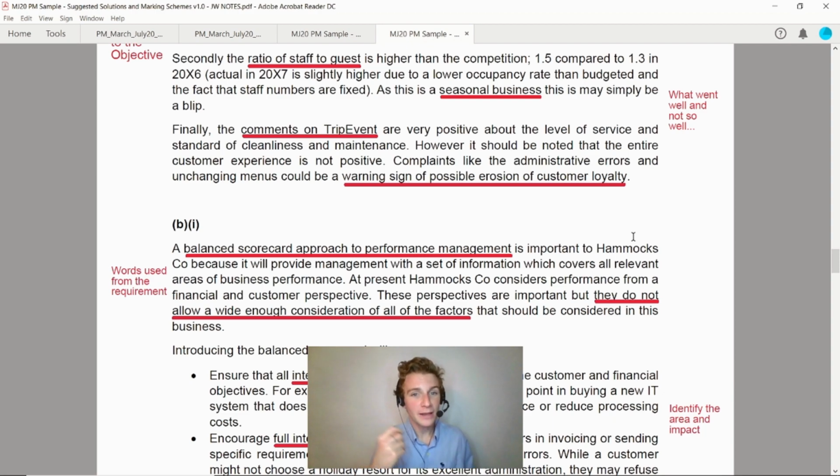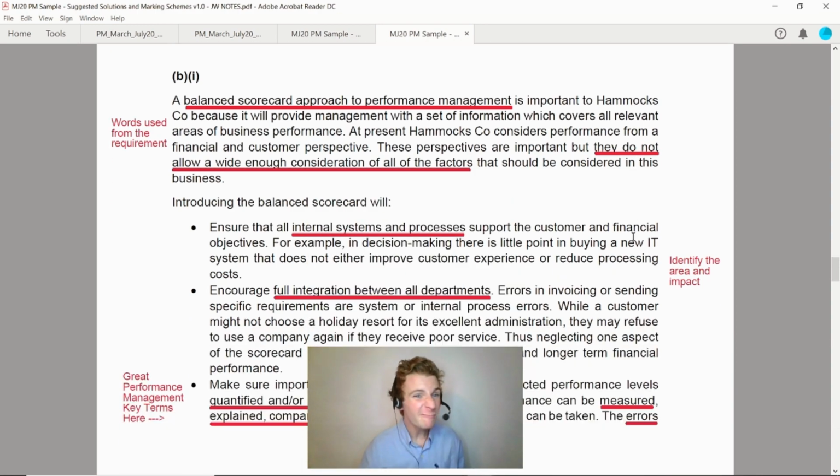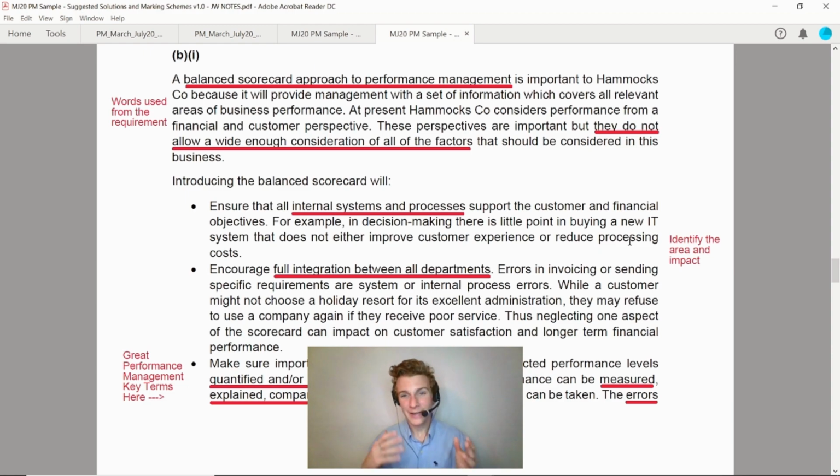And unchanging menus could be a warning sign of possible erosion of, again, link it back to the objective, customer loyalty. Nice. So pick up on the point, say is it good or bad, what has happened based on the scenario, and then finally the last nail in the coffin, customer loyalty, good or bad. That was the key thing here. If you fail to apply that process, you'd be really limited to maybe, for each of the two sections, probably 2 out of 4 if you didn't really go into much detail on it.